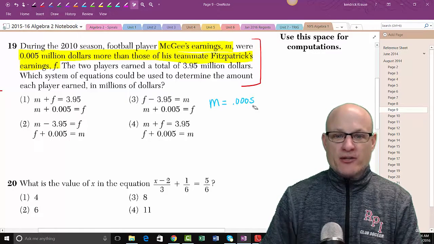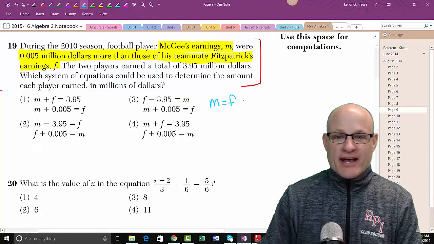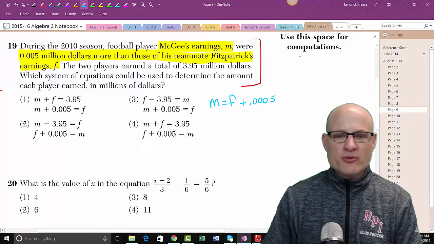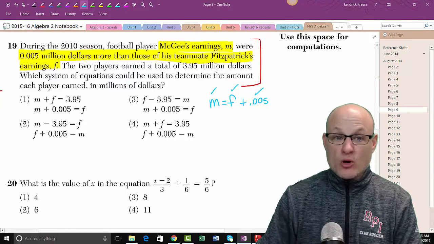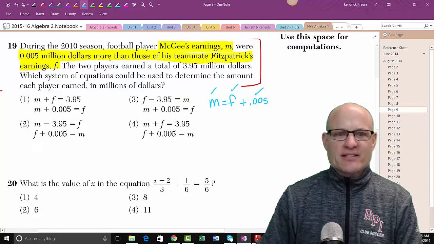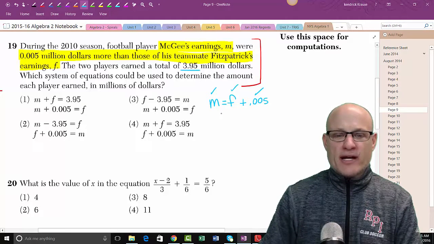So what I probably ought to do to make it make more sense to you is say, okay, if I take Fitzpatrick and I add 0.0005, oops, only 2 zeros. So Fitzpatrick plus 5 million equals McGee. And it said McGee's earnings were more than Fitzpatrick. Okay. And then it says the 2 players earned a total of 3.9 million. So if I take McGee and I add in Fitzpatrick, I get $3.95 million. Which system of equations could you use to determine the amount?